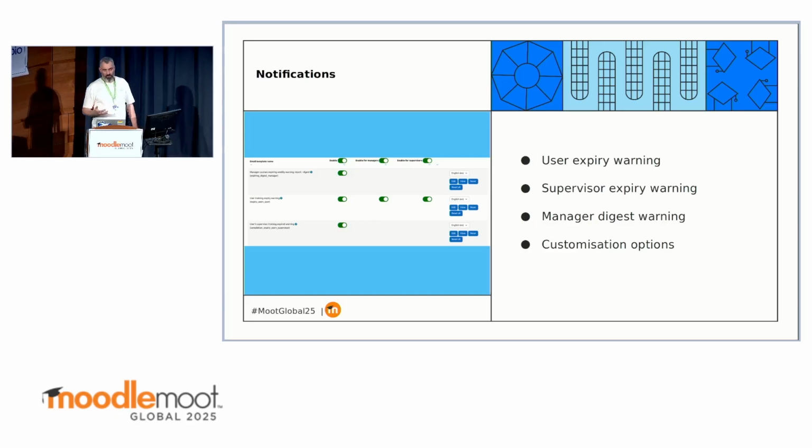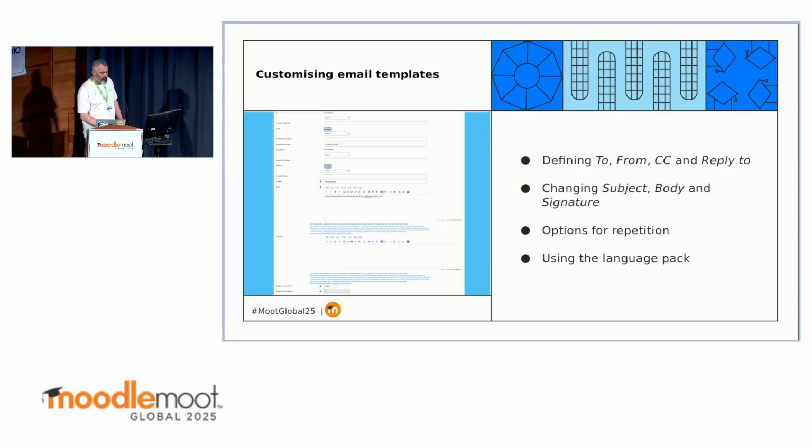There's digest emails that get sent out to managers. In this week, these users' training is going to expire or has expired. You need to do something about it. Nothing's happened so far. And then you can customize this, as I say. So you can turn them on or off, but more than that, you can define other people who get CC'd into this. You could define other people who the reply to is set from. And they could be users on the system, so you select a user, or it can be an email address that you put in there.